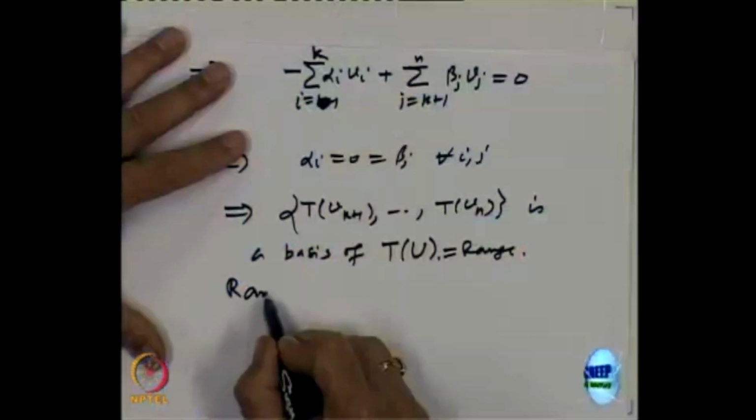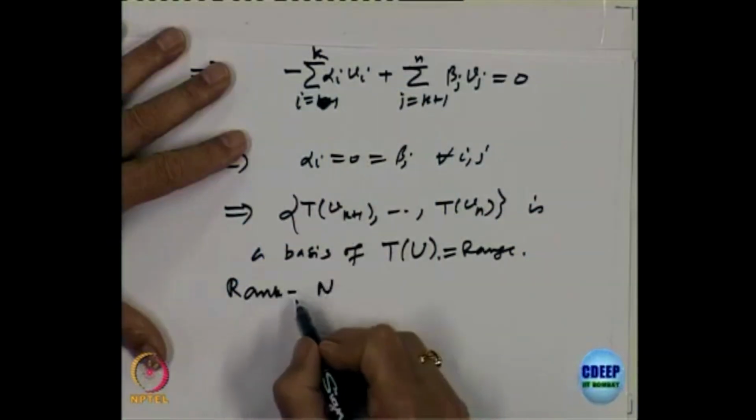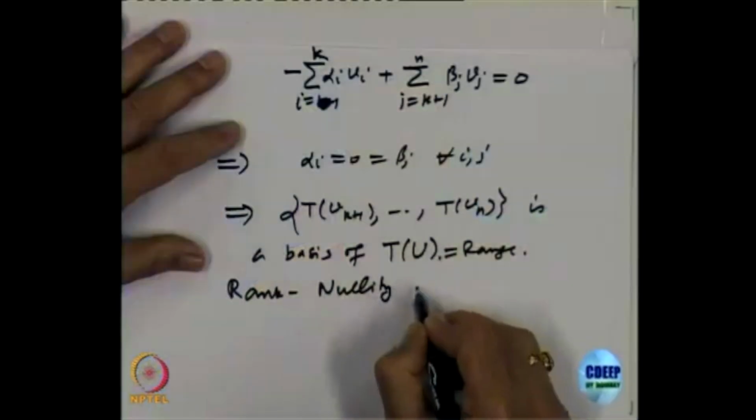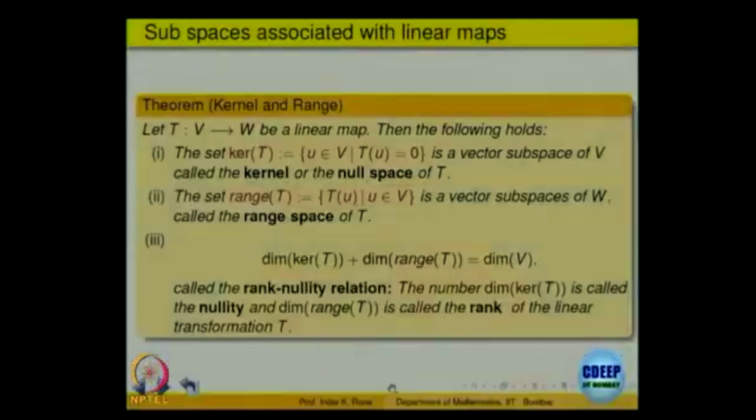Right. So this is what is called the rank nullity theorem. One should write it as: rank plus nullity is equal to n, right? Rank nullity theorem. This is the last one: dimension of the kernel plus dimension of the range is equal to dimension of V. So that is what is called the rank nullity theorem, right.